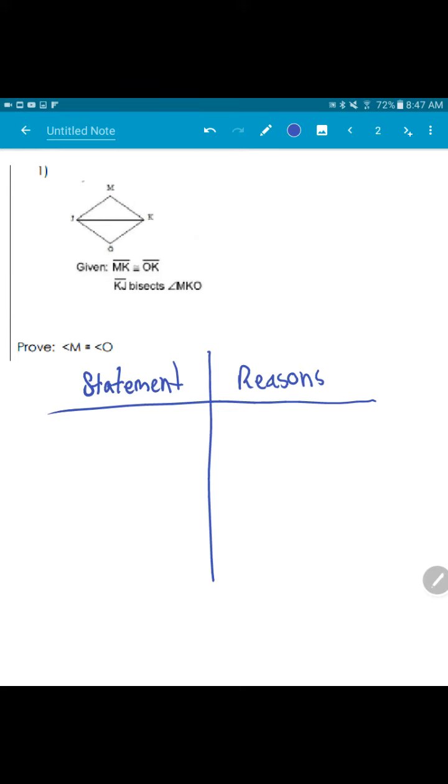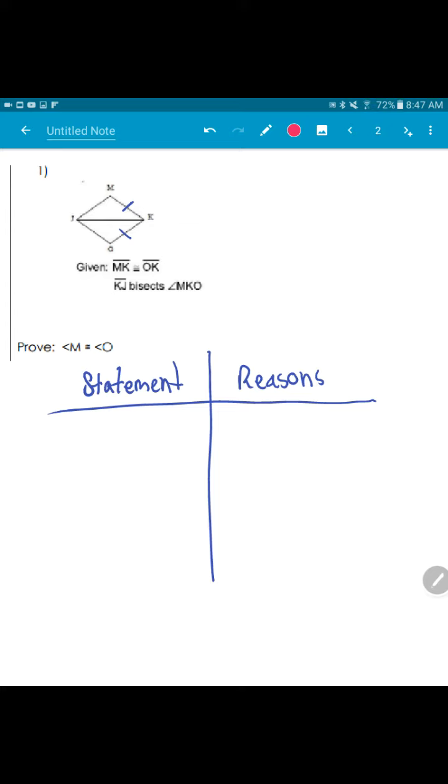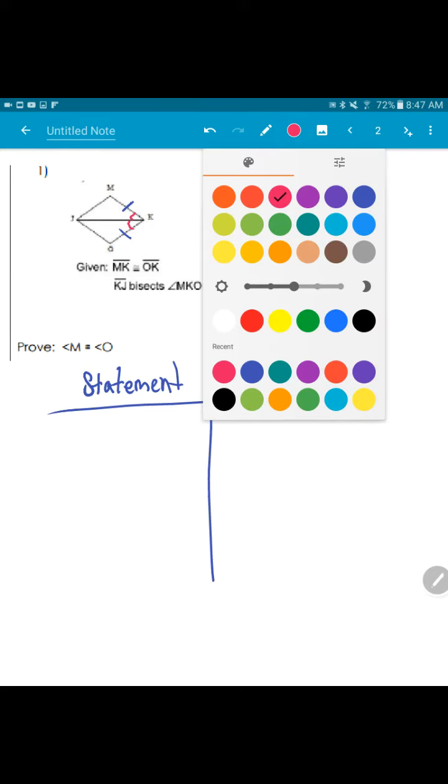Now the given we're first being given is that MK is congruent to OK. So I'm going to mark that on with one line on each of them, just to show that those two are even. The other piece of information we've been given is that JK bisects angle MKO. So angle MKO is the big one here, and the line in the middle is cutting it in half. So I'm going to mark those two angles as being congruent.